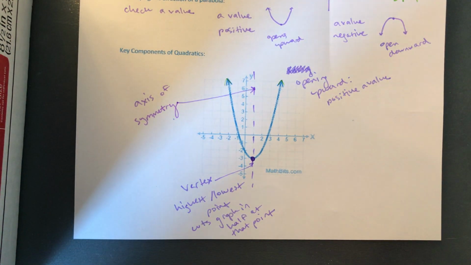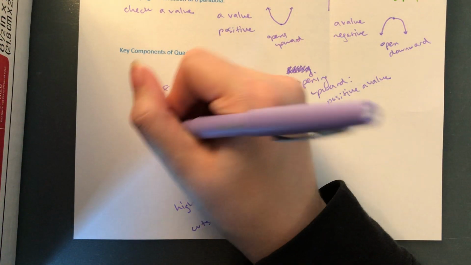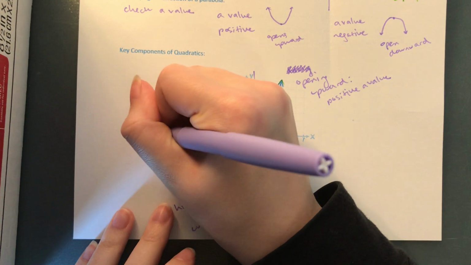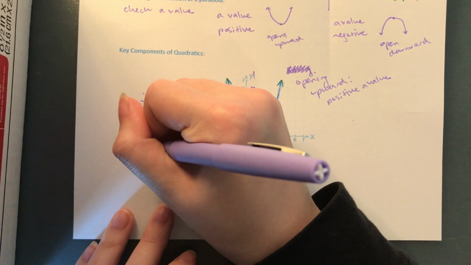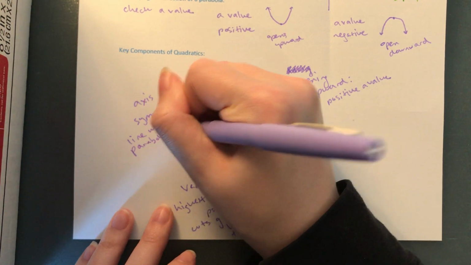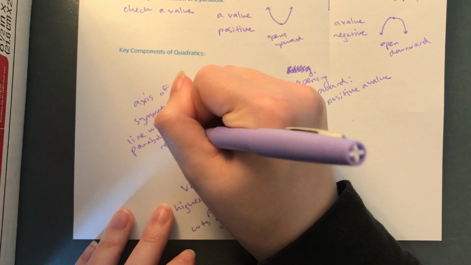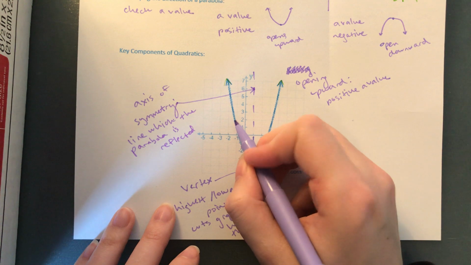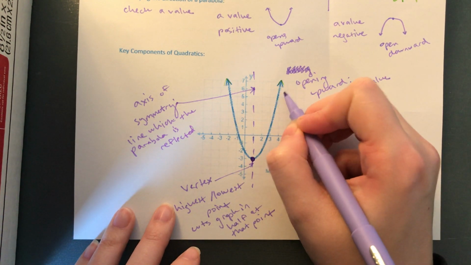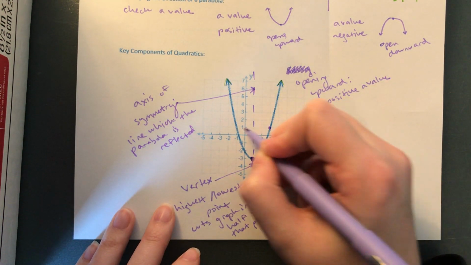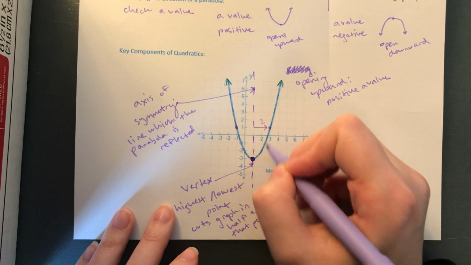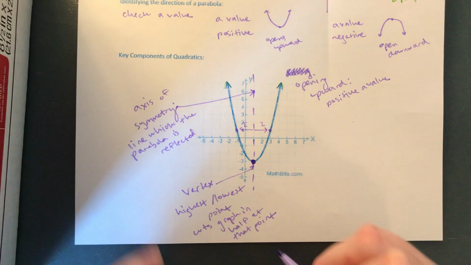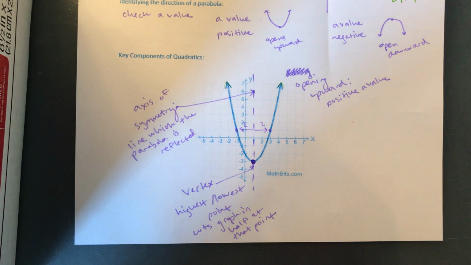All right, so the axis of symmetry is the line over which the parabola is reflected. So any point that's on this side is equidistant to this side. So there's a point right here and right here. This one is 2 units away to the right, and this one is 2 units away to the left. So it's equidistant on each side.